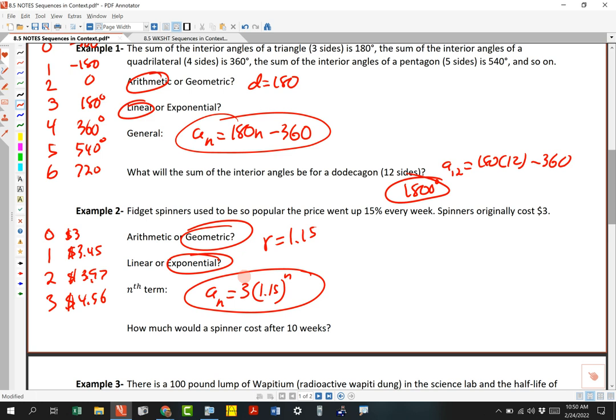Tristan, you're punching buttons on your calculator. Tell me what you're doing. Is it $12? I think it's close to that. Tell me how to do it. Very good. We're going to find a sub 10. What he's doing is he's plugging in a 10. So a sub 10, the price after 10 weeks is going to be 3 times 1.15 raised to the 10th. And what did you say you got?